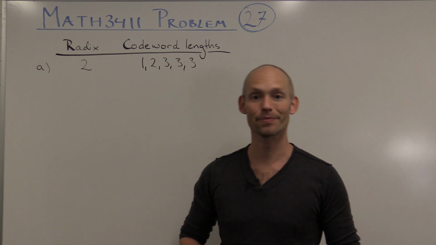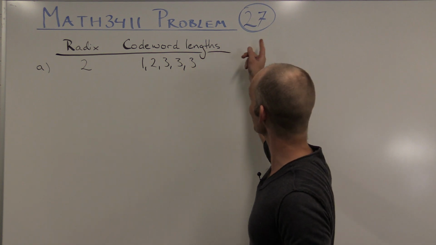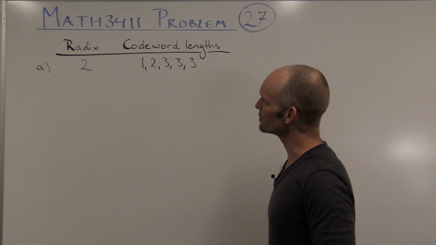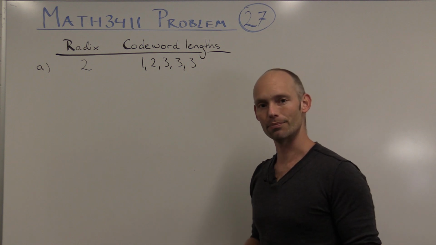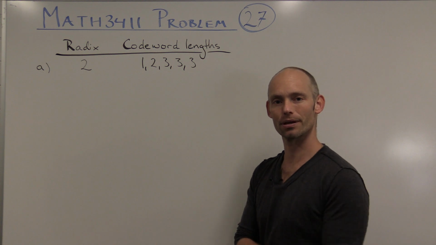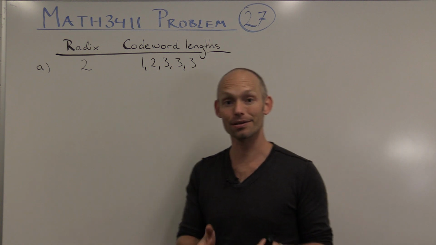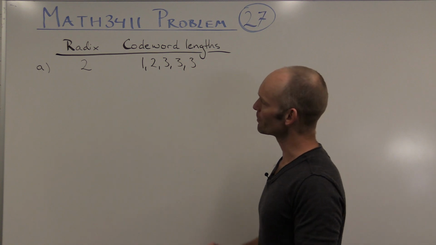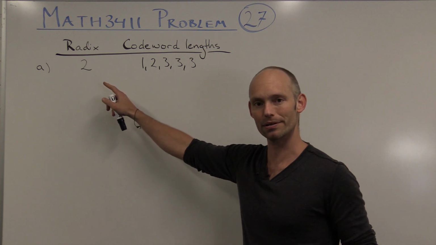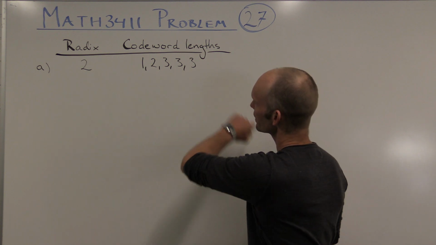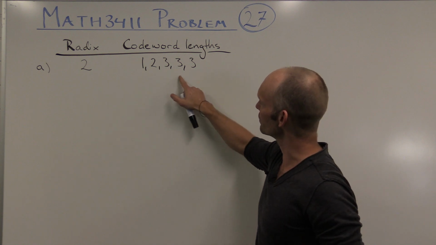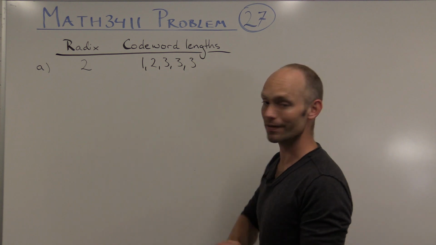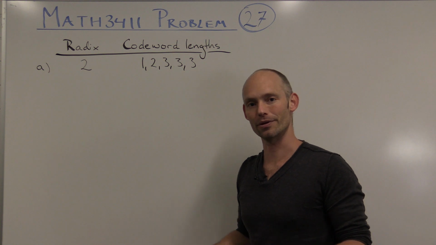My name is Thomas Britz, and I'll be looking at problem number 27 in the course MATH3411. This problem deals with uniquely decomposable codes, in particular instantaneous codes. They are the codes that are easy to decompress or decode, and they can be given by the radix that we're talking about and also the code word lengths, in this case 1, 2, 3, 3, 3. So we've got five code words, one of which has length 1, and then we have four more of lengths 2 and 3, 3, 3.